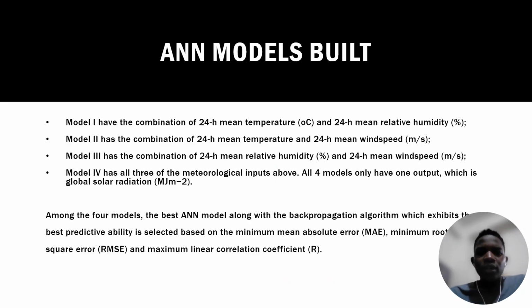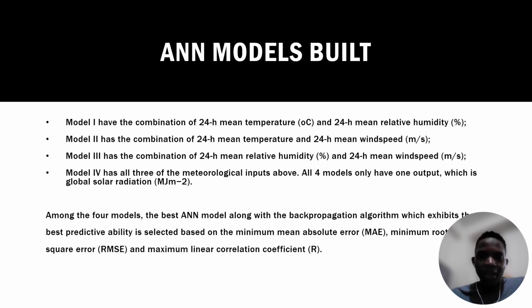So now we're going to look at how our artificial neural networks are actually built, right? Like we said, we're splitting it into 4 models based on the different inputs. For model 1, we're taking the 24-hour mean temperature in degrees Celsius and the mean relative humidity in percentage. For model 2, we look at the mean temperature and the mean wind speed in meters per second. For model 3, we take the relative humidity with the mean wind speed. And as we already hinted, for model 4, we are going to take all our meteorological inputs, right?